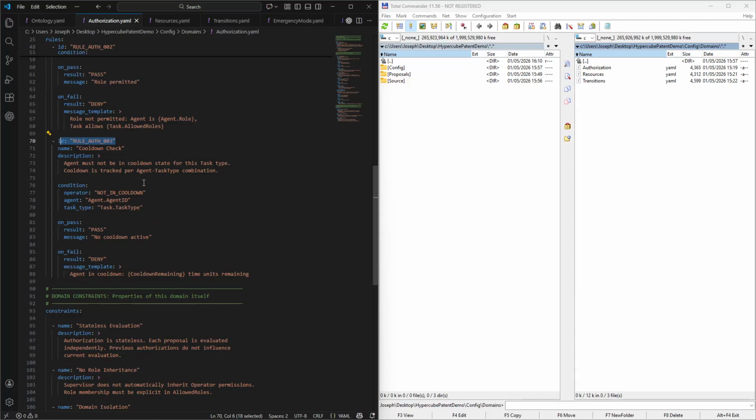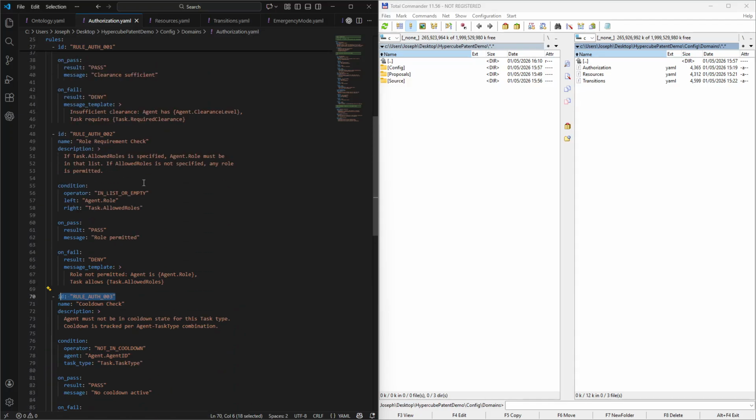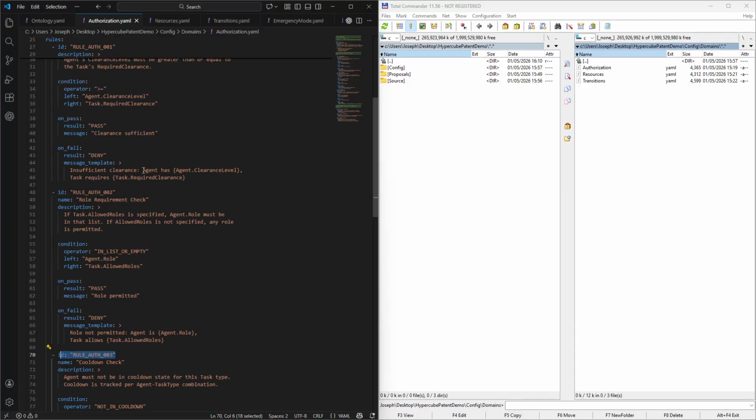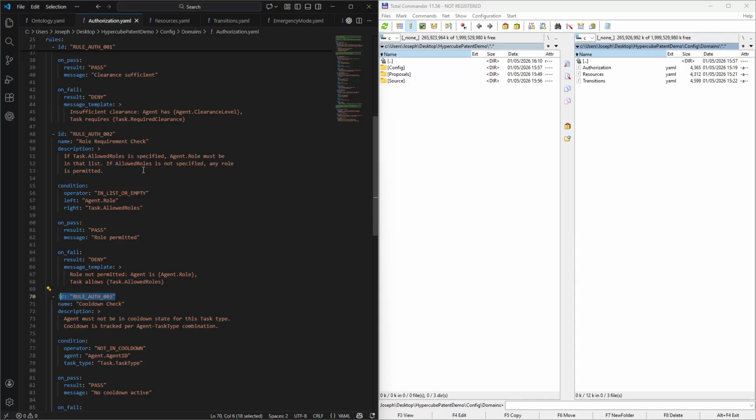Please note, these rules do not know about resources. They do not know about state transitions. Authorization only cares about permission to act. That is domain isolation.